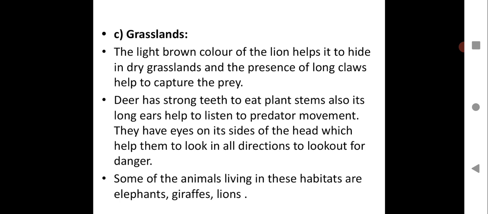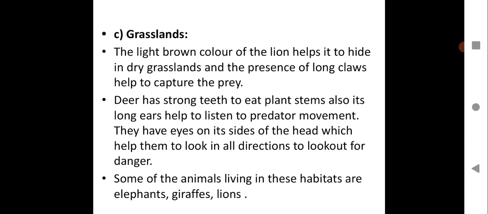Deer has strong teeth to eat plant stems. Also, its long ears help to listen to predator movement. They have eyes on the sides of the head, not in front, which help them to look in all directions and to look out for danger. So, unlike you, who have eyes at the front of your head, they have them on the sides, so that they can look in all directions and take care of themselves in danger.